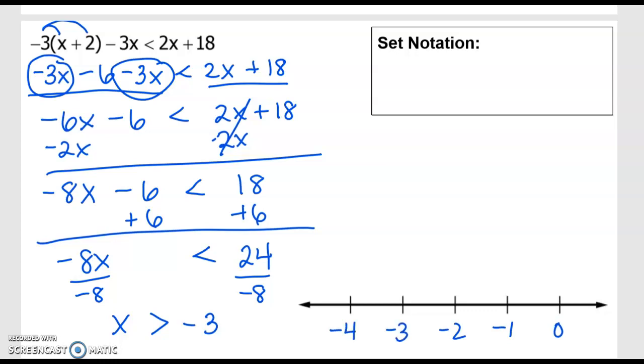Now, will this one be open or closed at -3? Well, it's going to be open because there's no equal sign. So we have an open circle at -3. And then again, we've had all greater thans, haven't we? It's a greater than sign, so we're going to shade to the right.